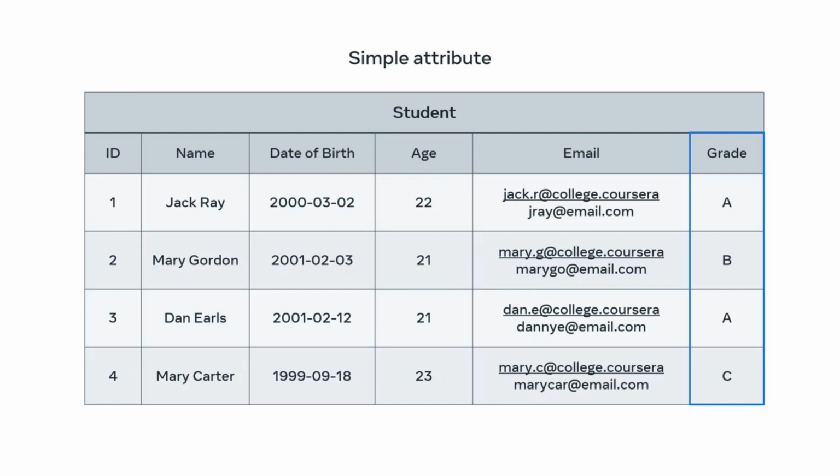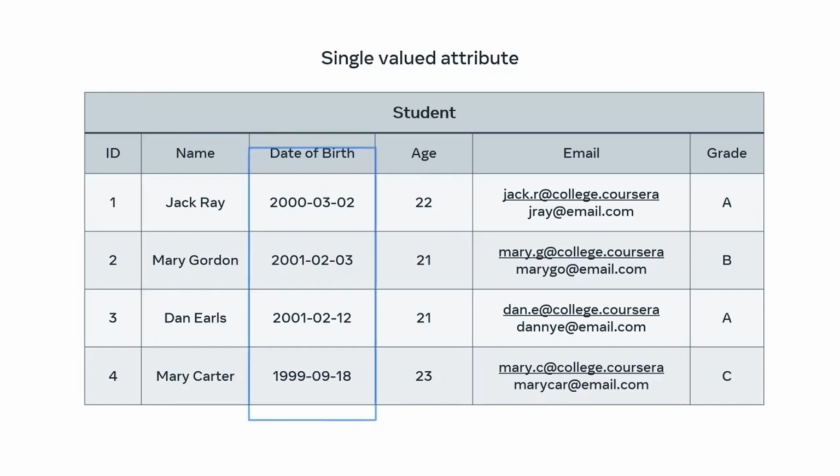In the example of the student records, the grade values cannot be classified further. A composite attribute is an attribute that can be split into different components. For example, the name value of each student could be split into sub-attributes such as first and last name.